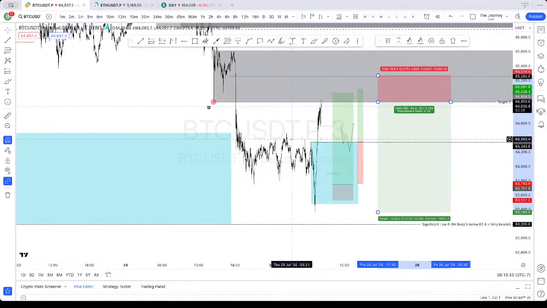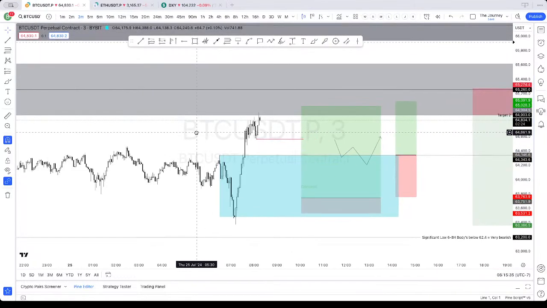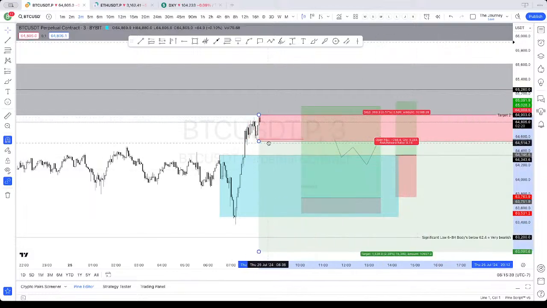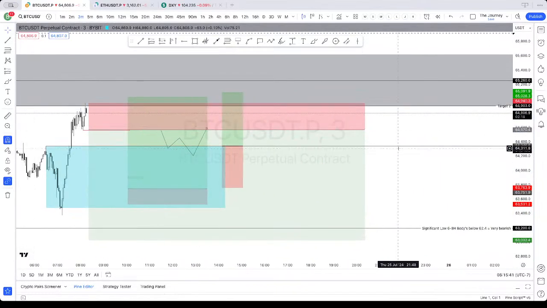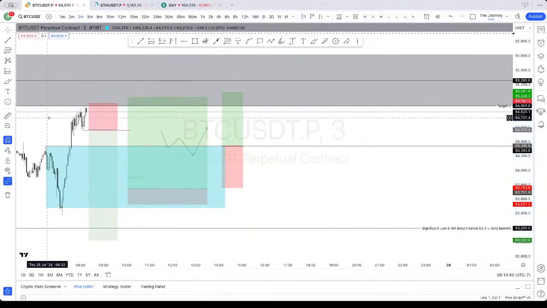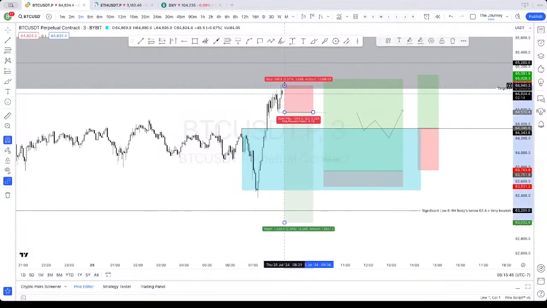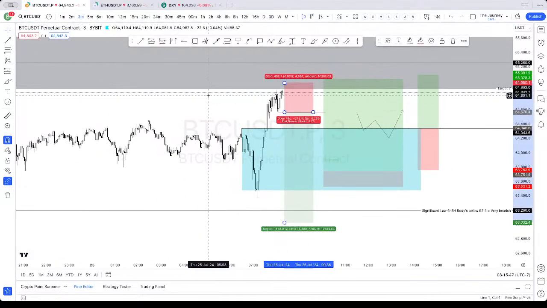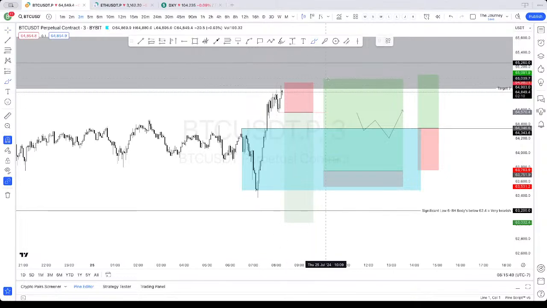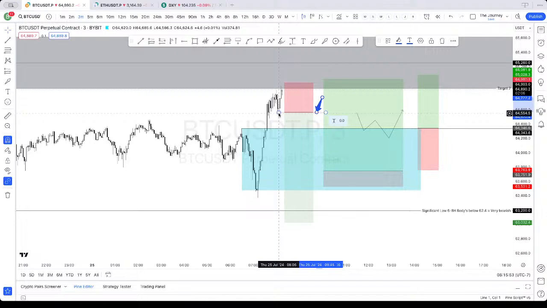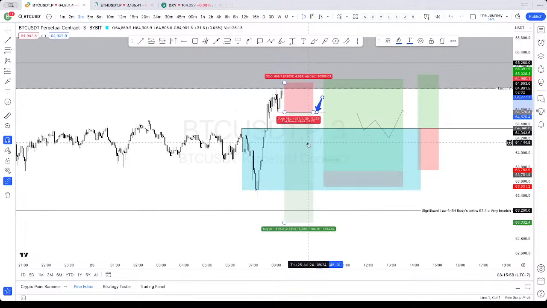Go back down to 3 minutes because we were looking at 3 minute structure. Yeah, the position would look more like that. But obviously, we got to lose this low right here. That's the one. That's the guy at 64570. We got to lose that with like a 3 minute candle body close.